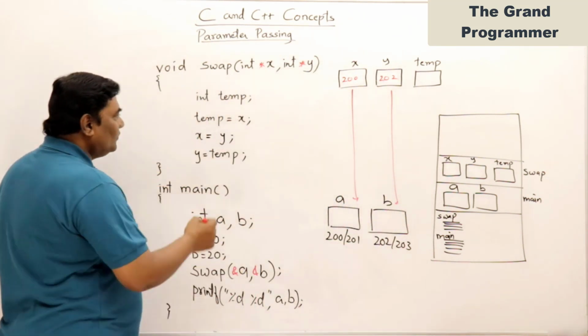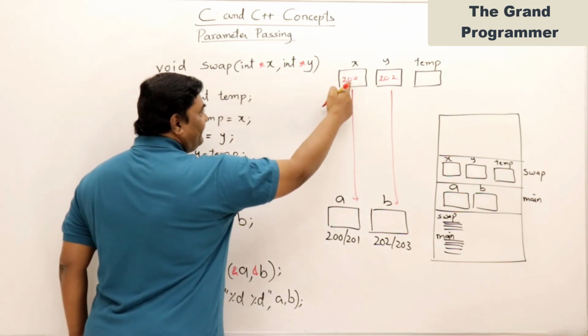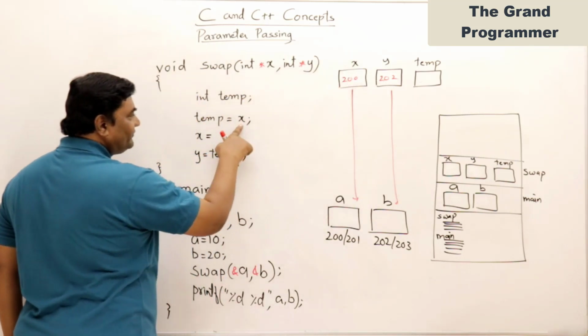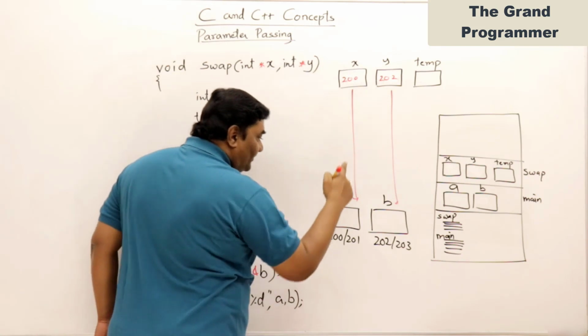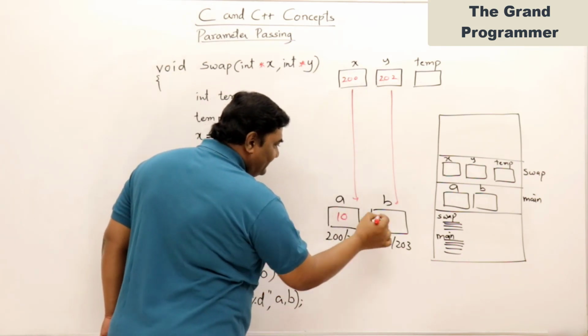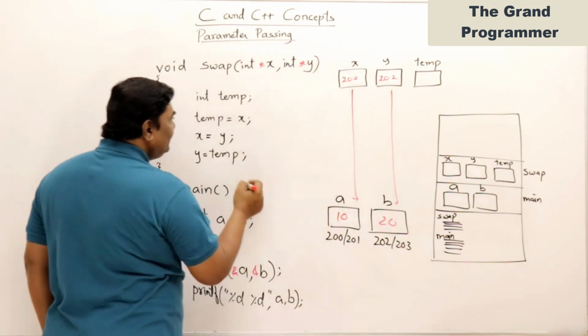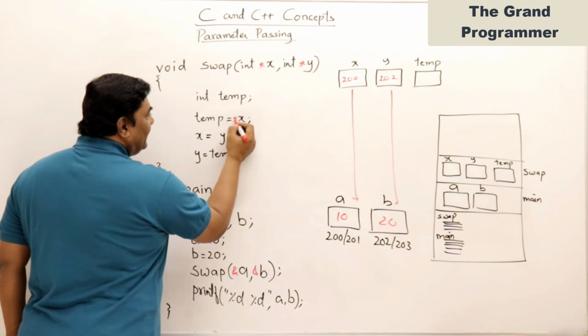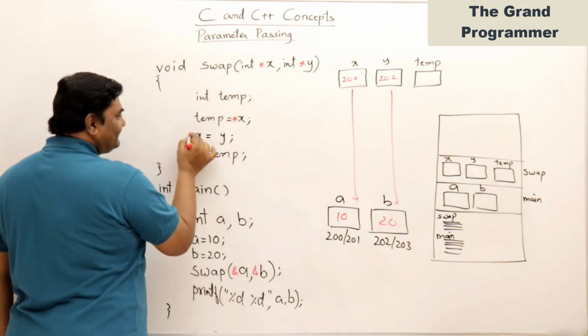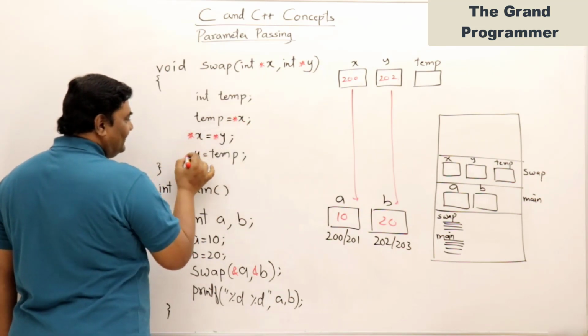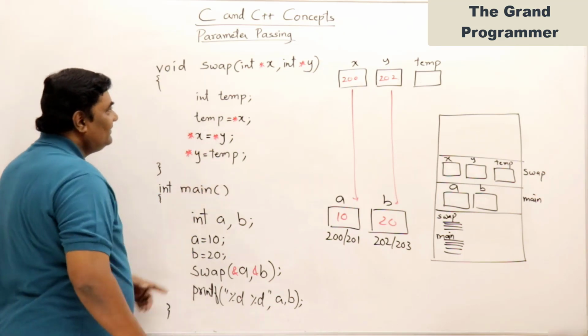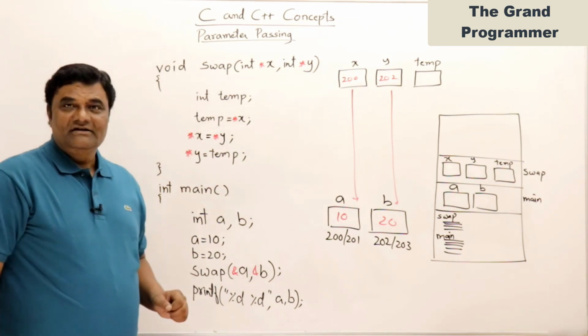Now here inside the code, as this is a pointer, if I say just x, it's 200. No, I am talking about the value here, that is 10 and 20. So here I should say asterisk x, asterisk y, and here also asterisk. So these are the changes we have to make.